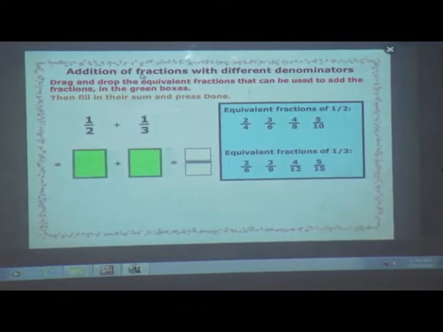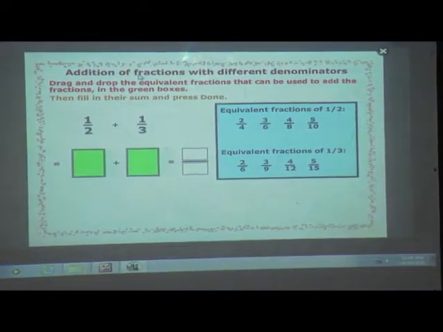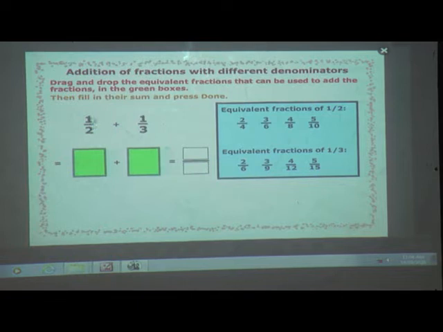Now, addition of fractions with different denominators. Drag and drop the equivalent fractions that can be used to add the fractions in the green boxes, then fill in the sum and press done. Now see, 1 upon 2 and 1 upon 3 we have to add. The equivalent fractions of 1 upon 2 are 4 upon 2, 2 upon 4, 3 upon 6, 4 upon 8 and 5 upon 10. Now what do we do first?